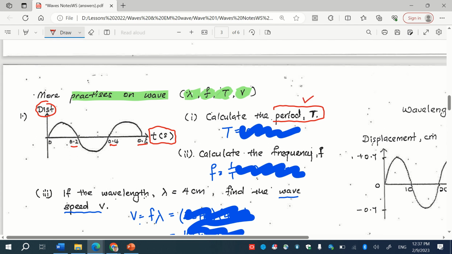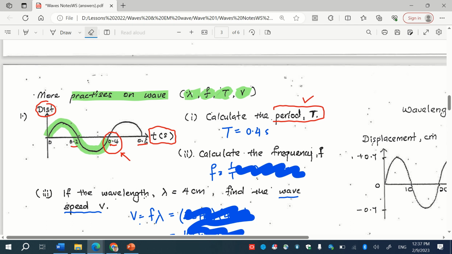So let's look at the period. Time taken for one wave. One complete letter S. Do you see? The time period T is 0.4 second. So my T equals 0.4 second.